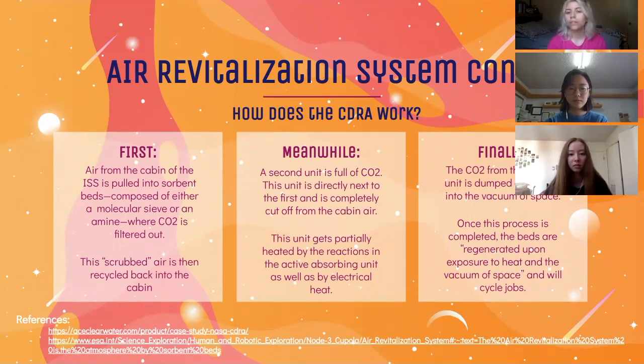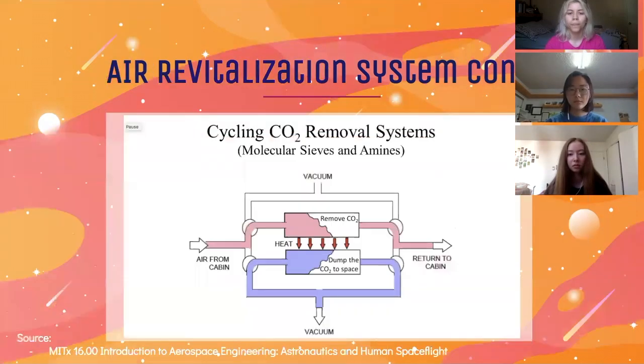This unit is directly next to the first and is completely cut off from the cabin air. This unit gets partially heated by reactions in the active absorbing unit, as well as by electrical heat created by the solar panels on the ISS. Finally, the CO2 from the second unit is dumped overboard into the vacuum of space. Once this process is completed, the beds are regenerated upon exposure to heat and the vacuum of space and will swap jobs. Here's an image of the cycling CO2 removal systems using molecular sieves and amines.